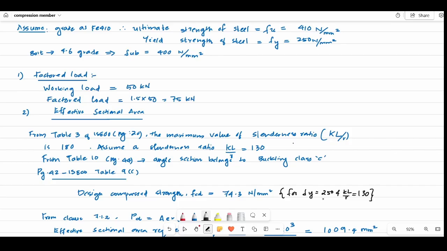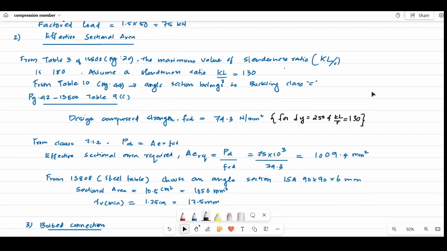If we cover the corresponding value of yield strength 250 and the slenderness ratio of 130, the design compressive strength is given as 74.3. Now we have to write that value. From this design compressive strength, we will find the effective sectional area required, and we will be designing based on that. In clause 7.1.2, the design compressive load is given as effective area into the design compressive stress. So the effective area, Ae, will be the design compressive load divided by the design compressive stress value, which is fcd.